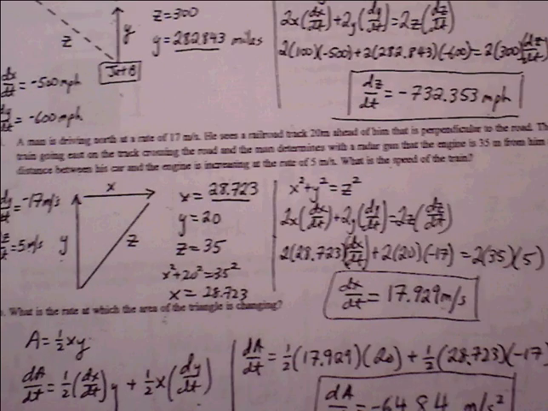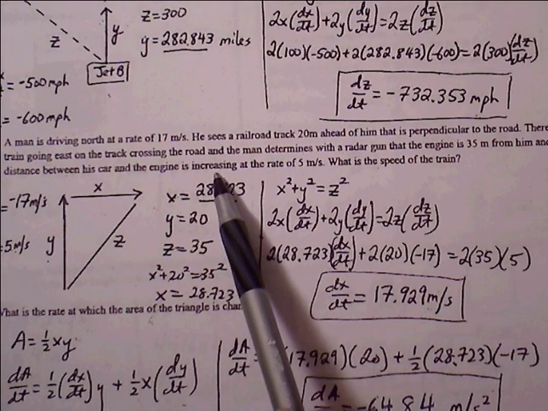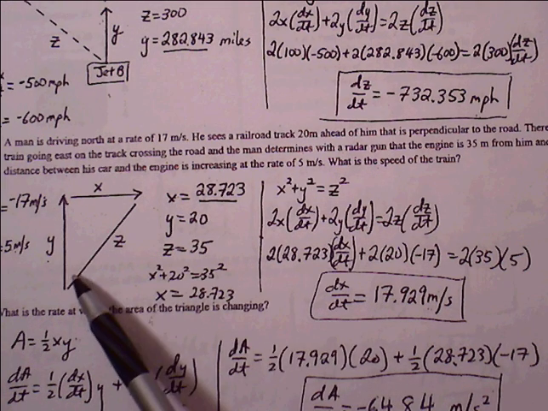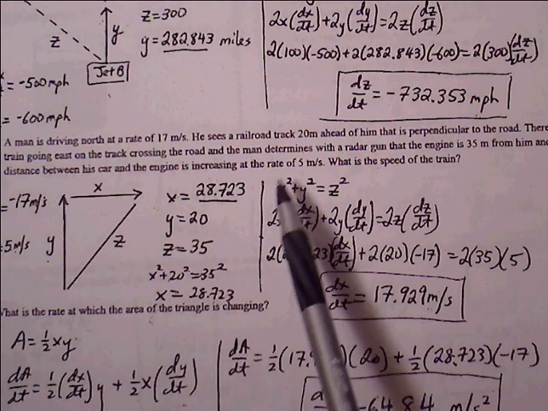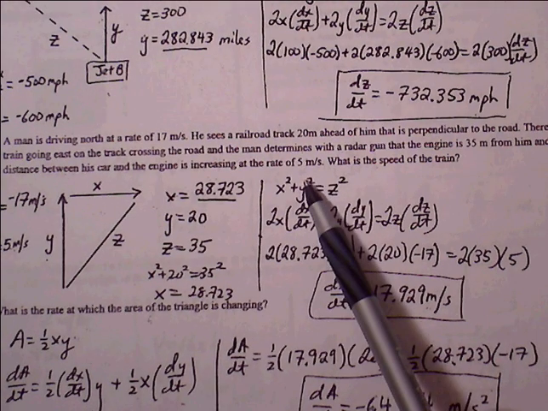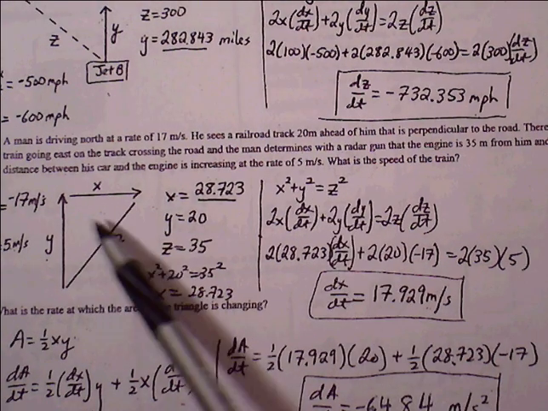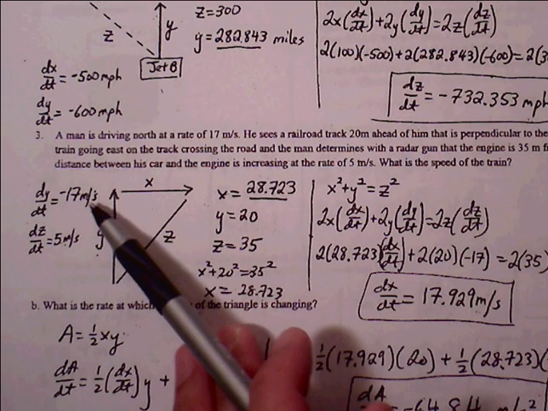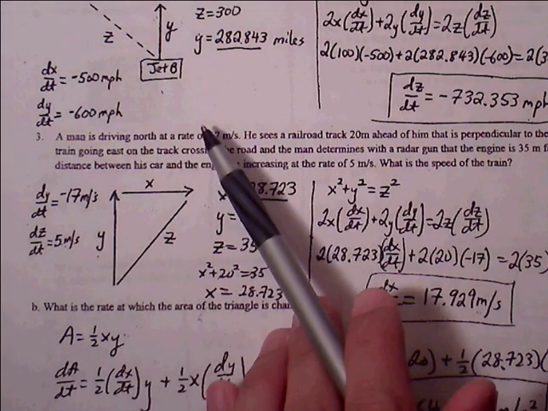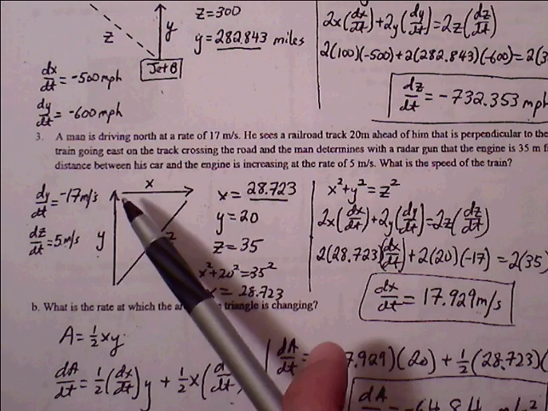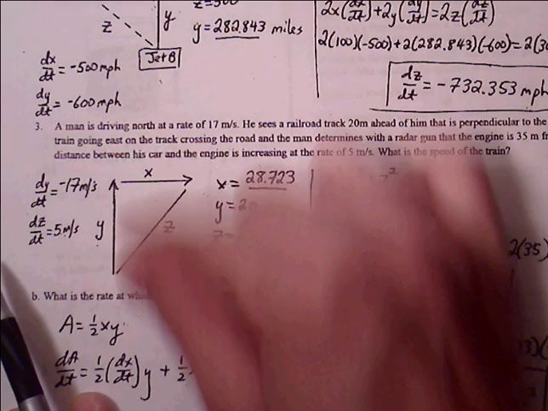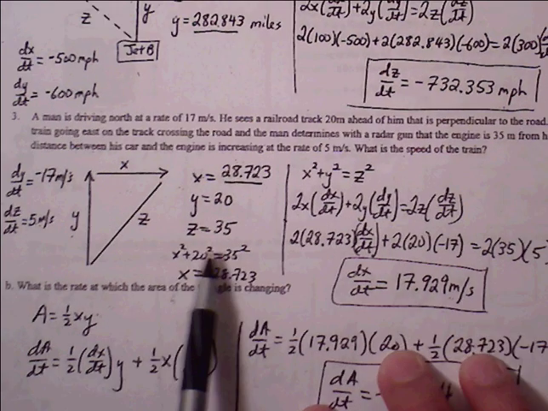And then we're told that dz/dt, the rate of change between the car and the engine, is increasing at a rate of 5 meters per second. So we can keep this as a positive value. But we know dy/dt must be negative since this distance is decreasing over time.